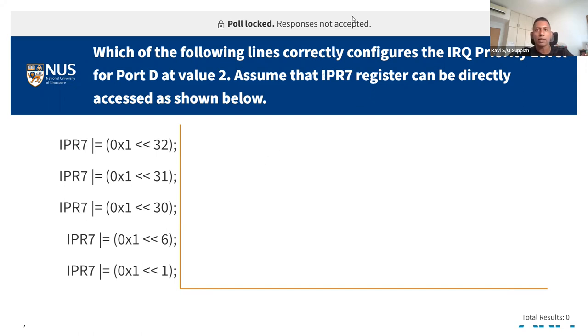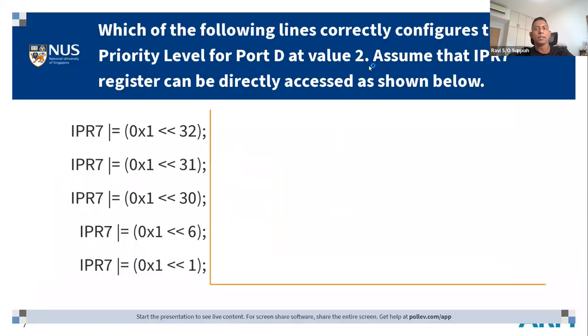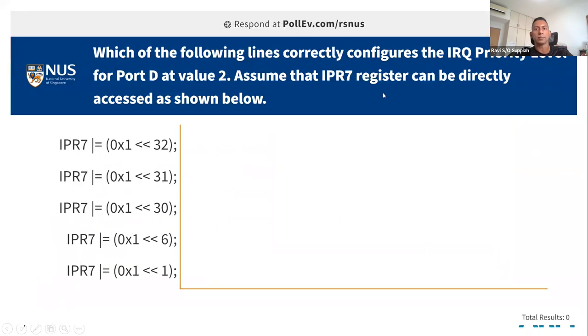Oh, wait, sorry. The poll is locked. Give me a minute. Why is the poll locked? Okay, sorry. Let me run that again. And now you should be able to see the link. It's always the same link, polleb.com/rsnus.